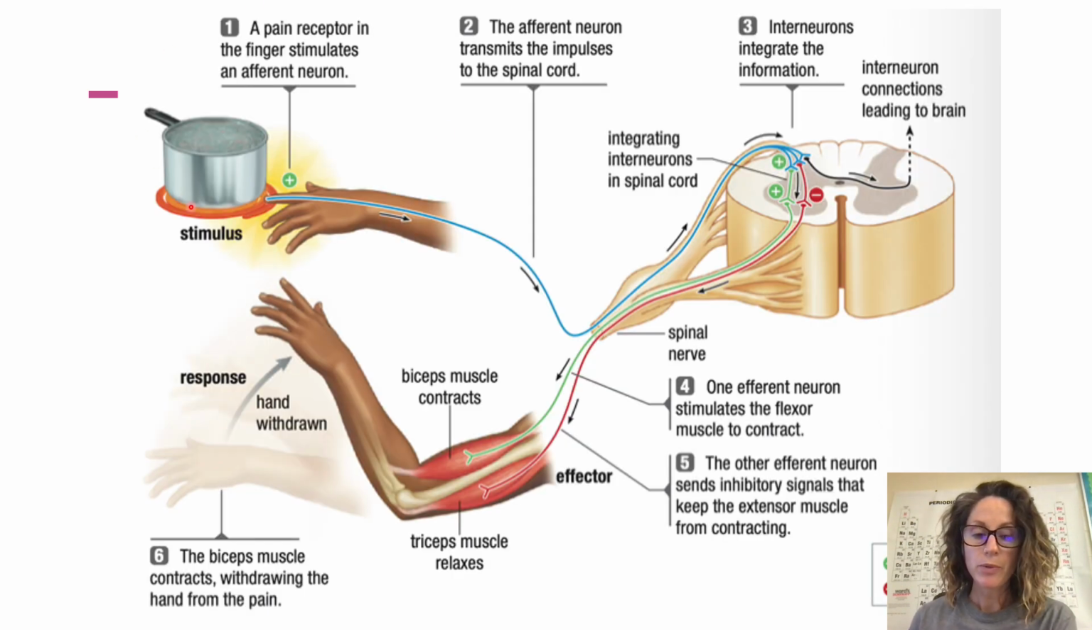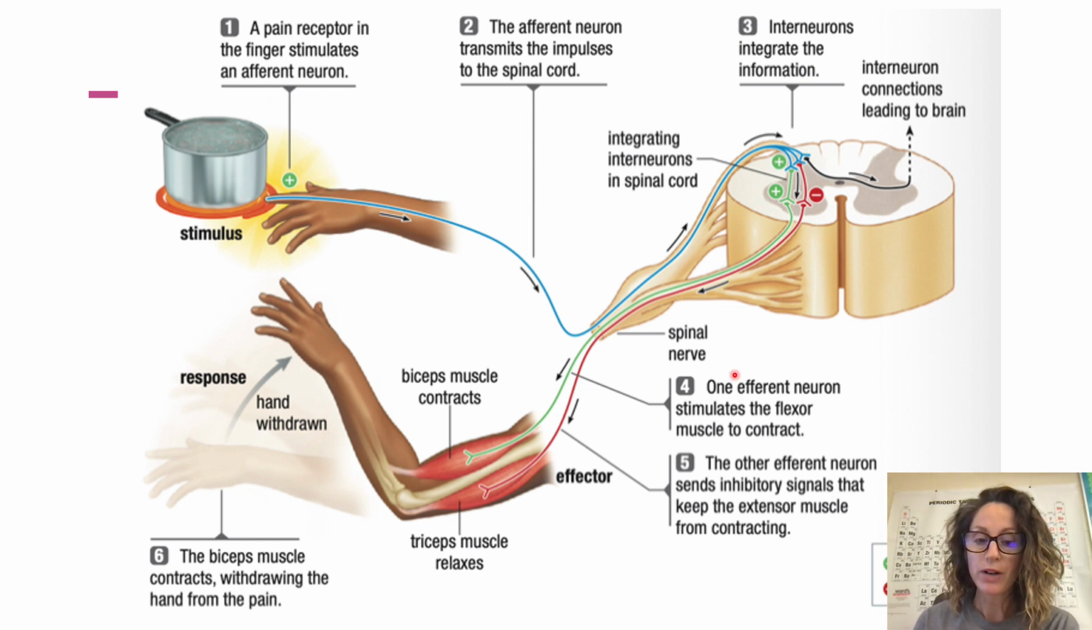So using this diagram, we are going to talk about the reflex arc. First, we have our hand that is containing pain receptors, and it touches a hot surface. The pain receptors stimulate an afferent neuron, and the afferent neuron transmits the impulses to the spinal cord. We're going to talk about the spinal cord and its structure and its involvement in the nervous system a little bit later. But in the spinal cord, there are interneurons, and one part of the interneurons are going to make direct connections to efferent neurons that are going to bypass the brain.